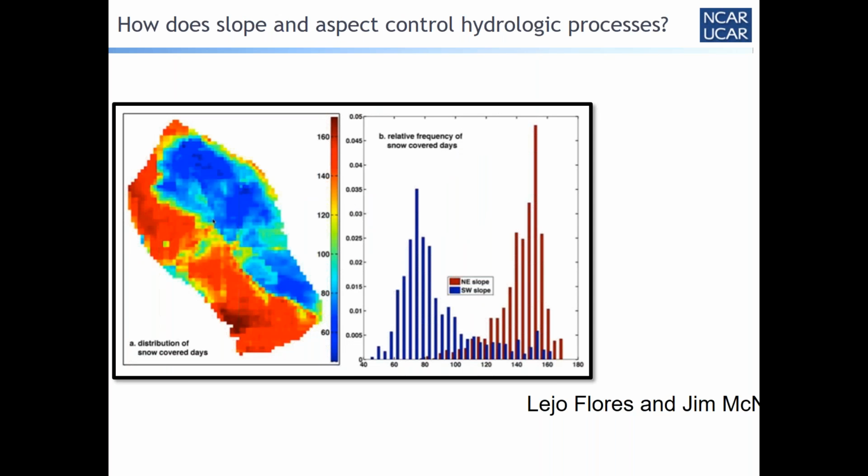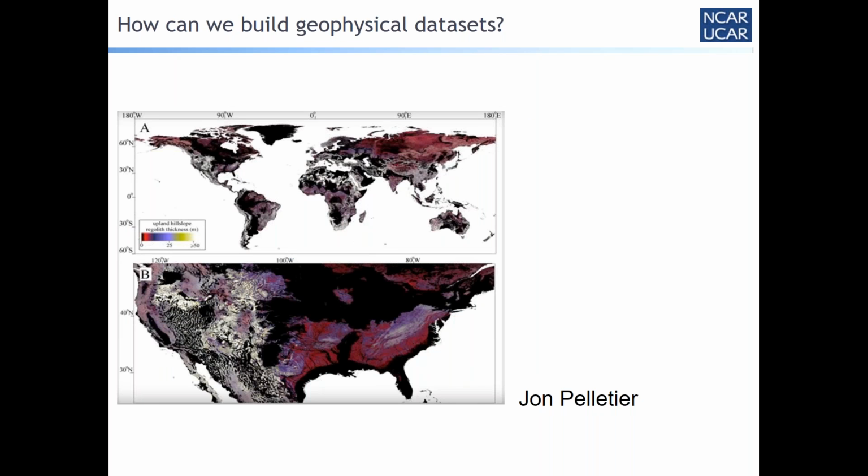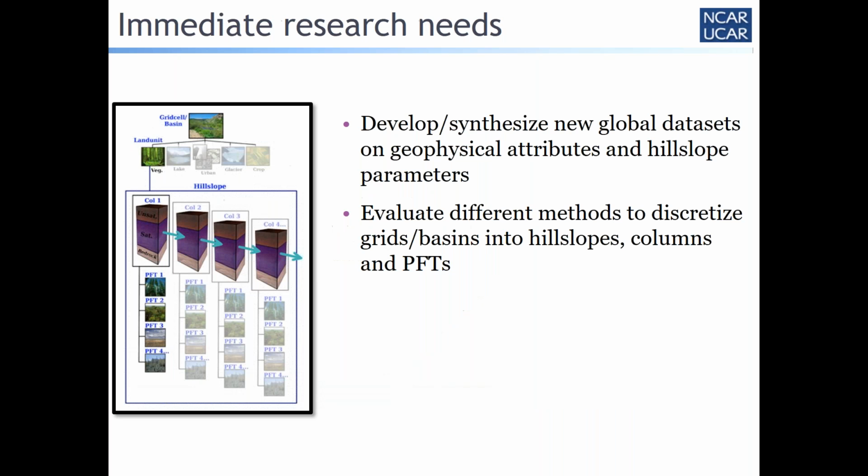This is very important in the mountains in Idaho, where they've done a lot of their work. The controls of slope and aspect are also very important in permafrost environments. If we go to the next slide, this is just a reminder of some of the work provided by John to provide more global scale information on geophysical data sets.